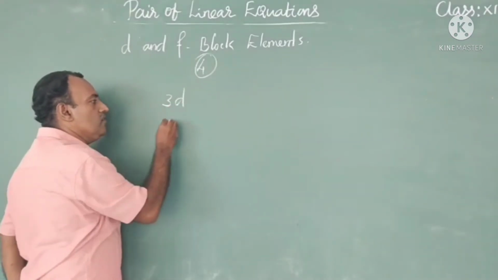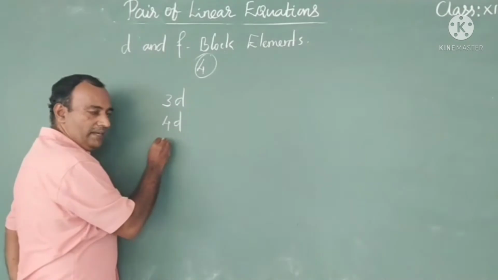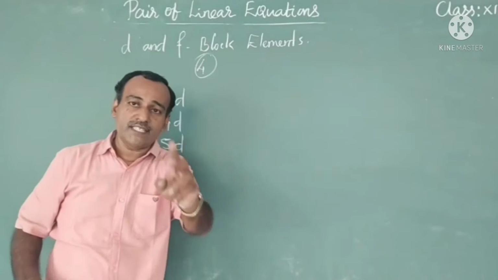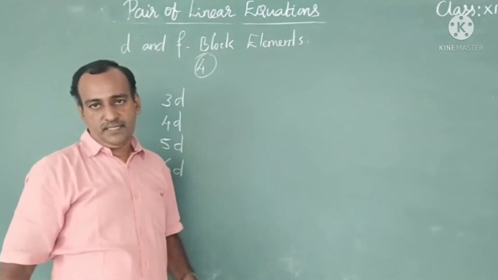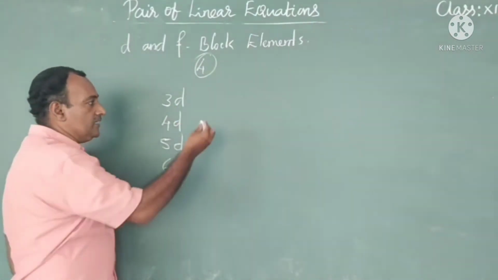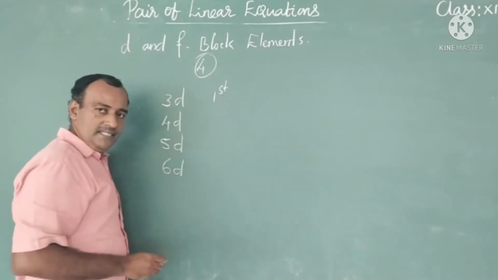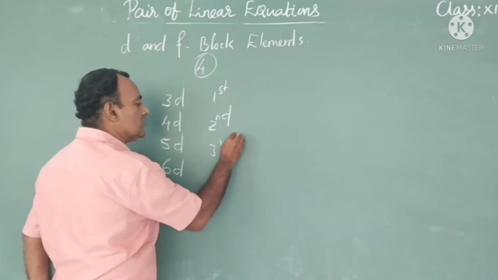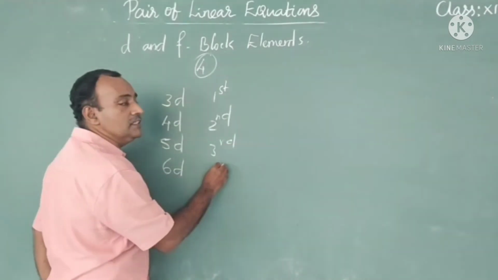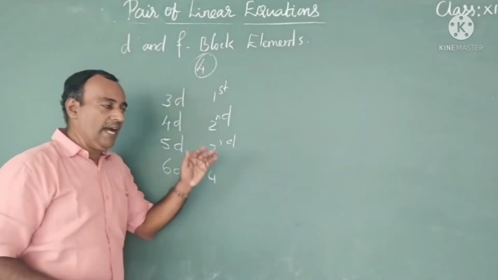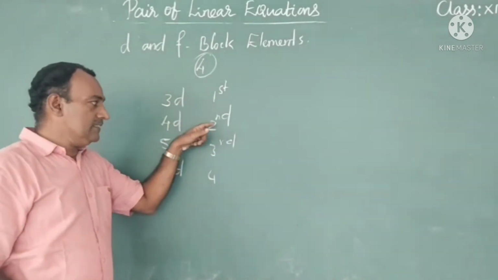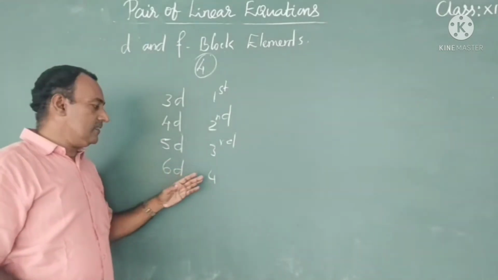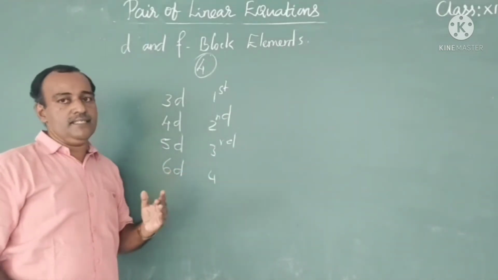3d series, 4d series, 5d series, 6d series. Like that we have 4 series of transition metals. The 3d series is otherwise called the first row transition series, then the second row, third row, and fourth row transition series. So we have first row or 3d series, second row or 4d series, third row or 5d series, fourth row or 6d series.